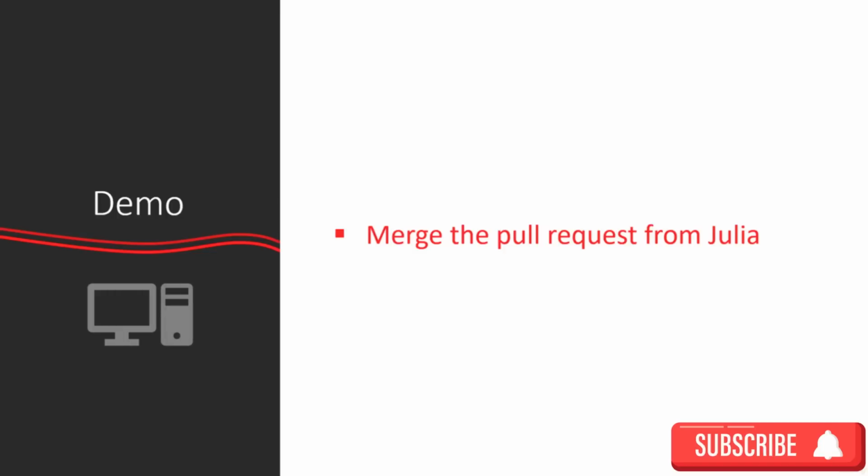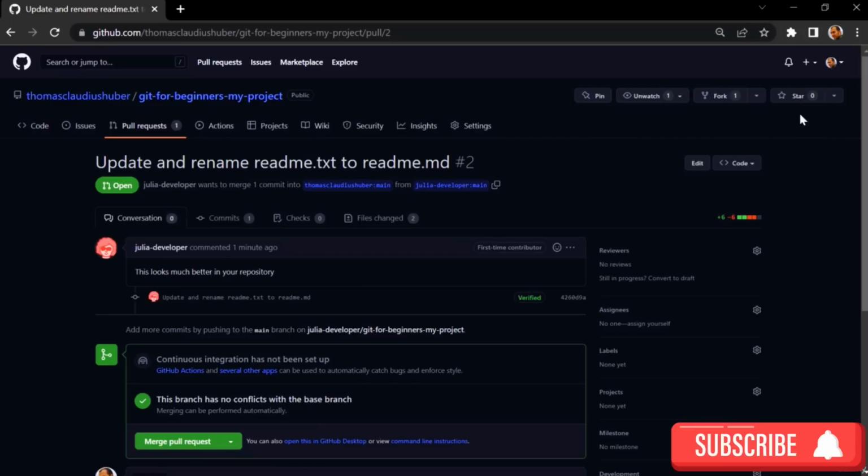In this demonstration, you will learn how to merge the pull request from Julia. Let's switch to my browser. As you can see here in the top right corner, I'm logged in into GitHub. I'm here on my repository and I've opened this pull request from Julia Developer. She writes here, this looks much better in your repository. She has changed actually 2 files.